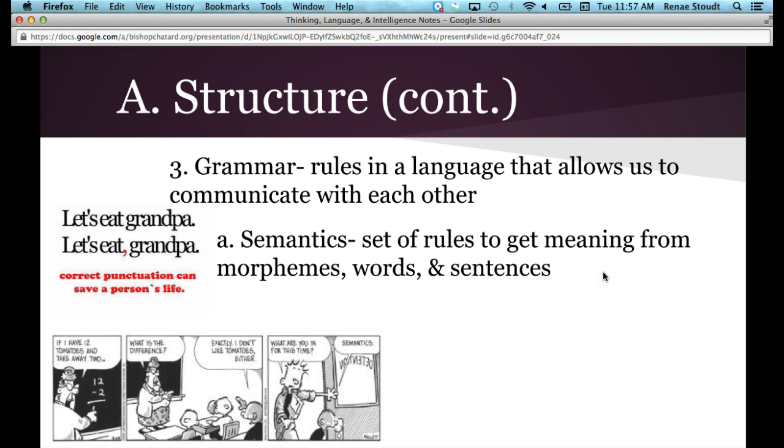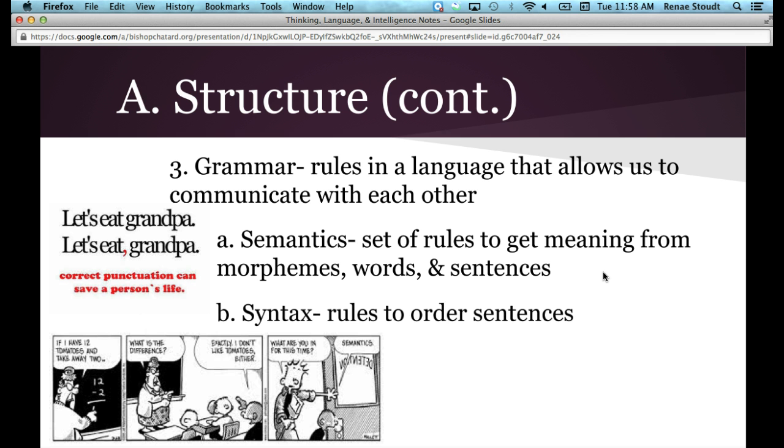Okay? This cartoon, for example, it says, if I have 12 tomatoes and take away 2, and the teacher says, what is the difference? And the little boy in the back, who's a smart aleck, says, exactly, I don't like tomatoes either. And then the janitor asks, well, what are you in for this time? The kid says, semantics. He answered the question, what's the difference, but it wasn't in the fashion that the teacher wanted the answer for. So smart alecks do this all the time, or for example, puns play off semantics all the time. But it's understanding the meaning behind the morphemes, the words, and the sentences.